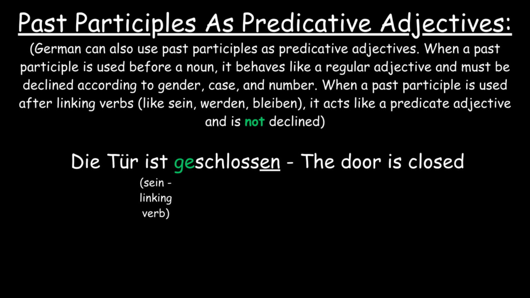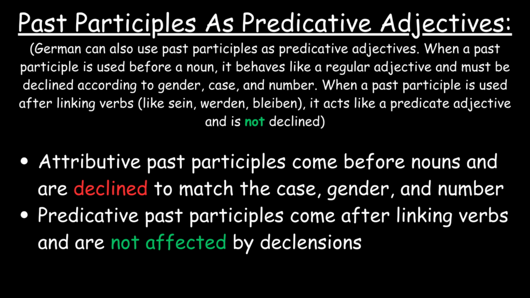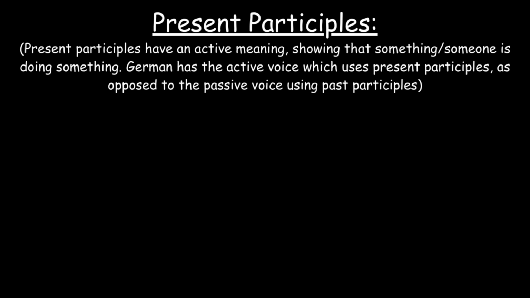The difference between past participles as attributives and predicatives is in the grammar. Attributive past participles come before nouns and are declined to match the case, gender, and number. Predicative past participles come after linking verbs and are not affected by declensions. Still, more concepts should be known about past participles. Sometimes, you may find present participles that have an active meaning, showing that something or someone is doing something. We know that past participles are used in the passive voice, showing something that has been done.